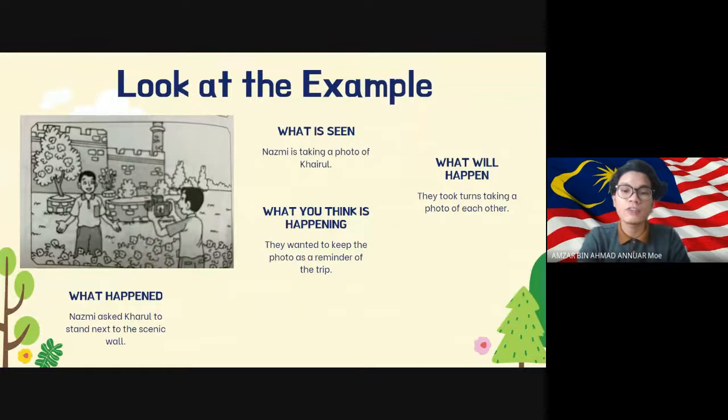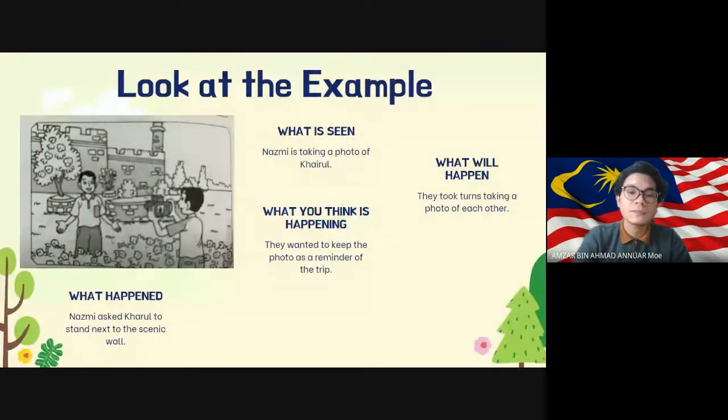Nazmi is taking a photo of Khairul. Okay? What you think is happening, but not in the picture. They wanted to keep the photo as a reminder of their trip. Okay? Dia nak jadikan gambar tu sebagai memori dia. What happened before this? Nazmi asked Khairul to stand next to the scenic wall.